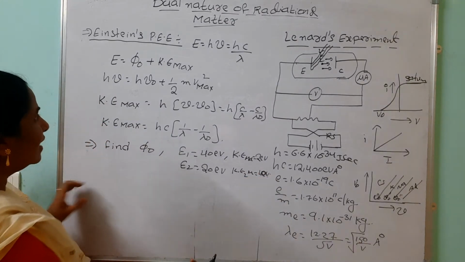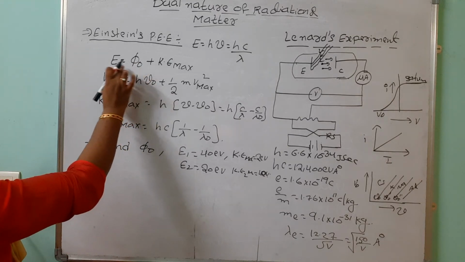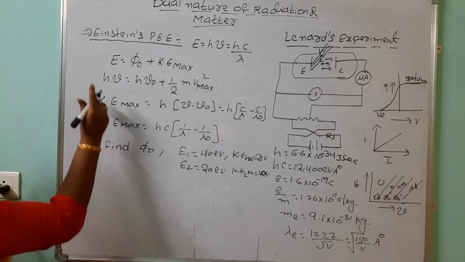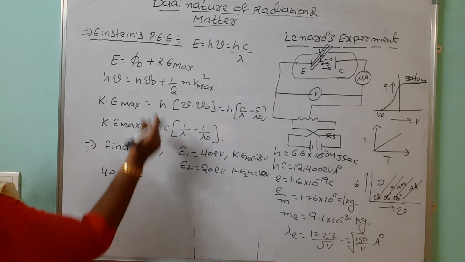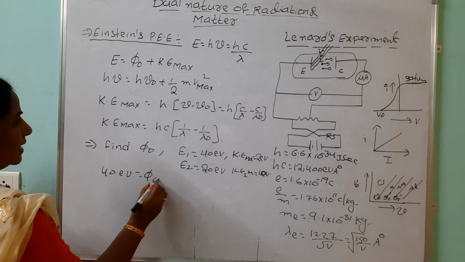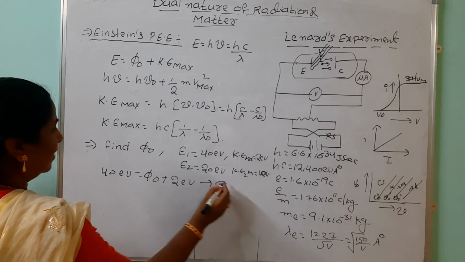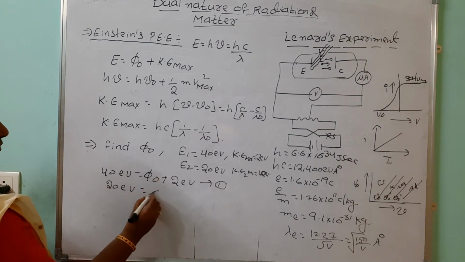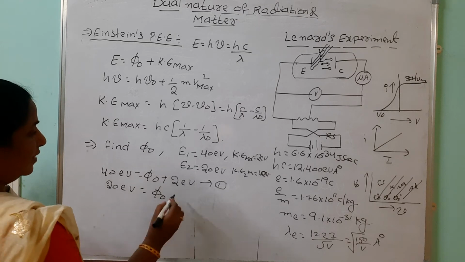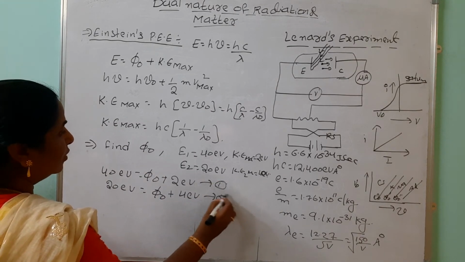How to do this one? Directly you can go through this. So phi naught is constant. Instead of E1, 40 electron volts equals phi naught plus kinetic energy 2 electron volts, for equation number 1. Second one, 20 electron volts equals phi naught, same metal means same work function, plus 4 electron volts. Then we can go through the ratio.